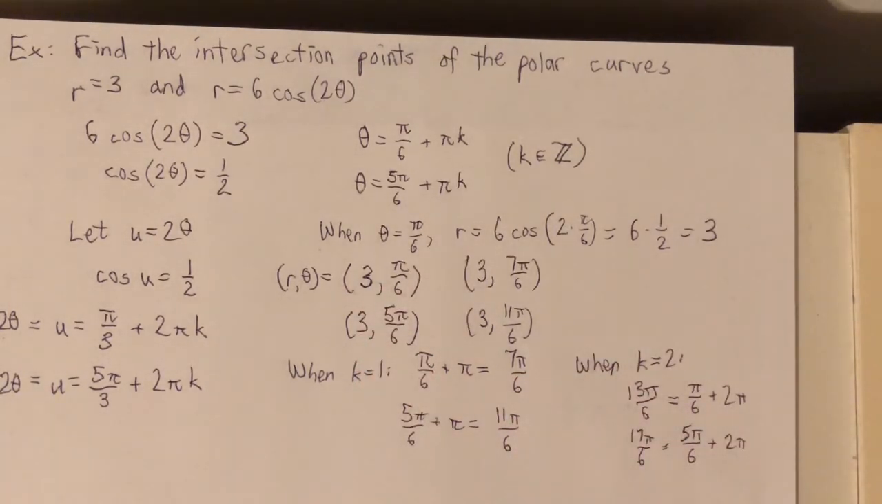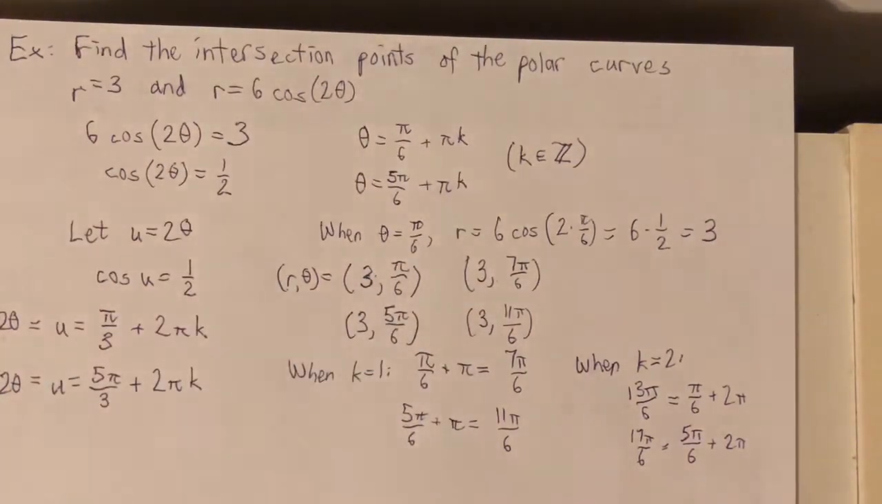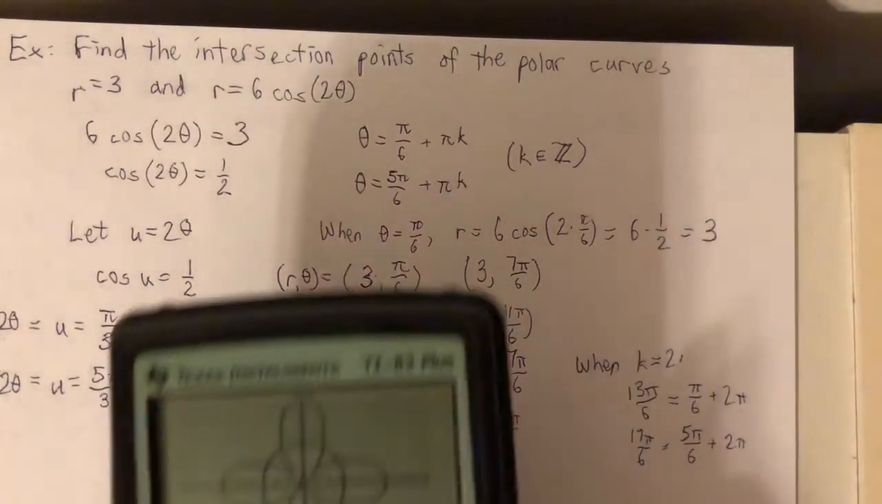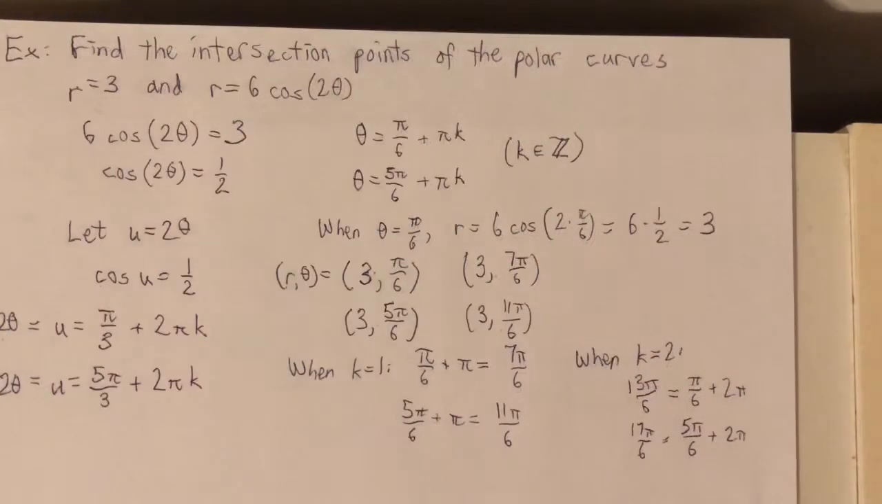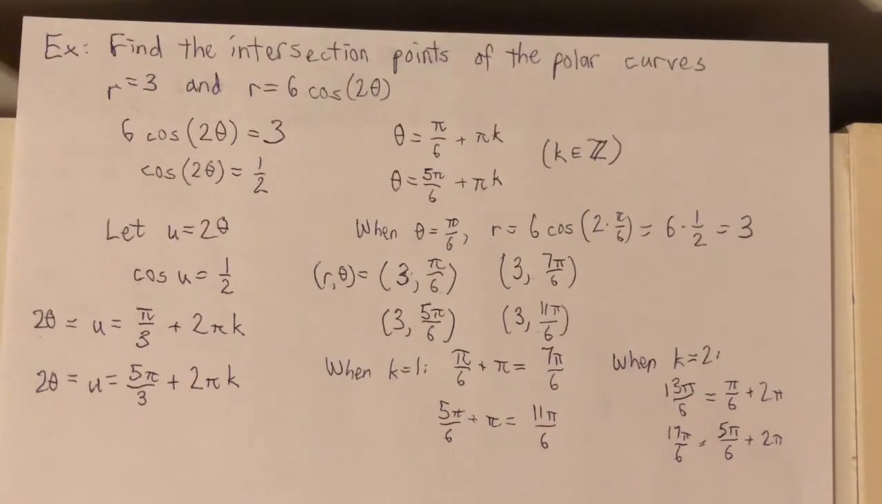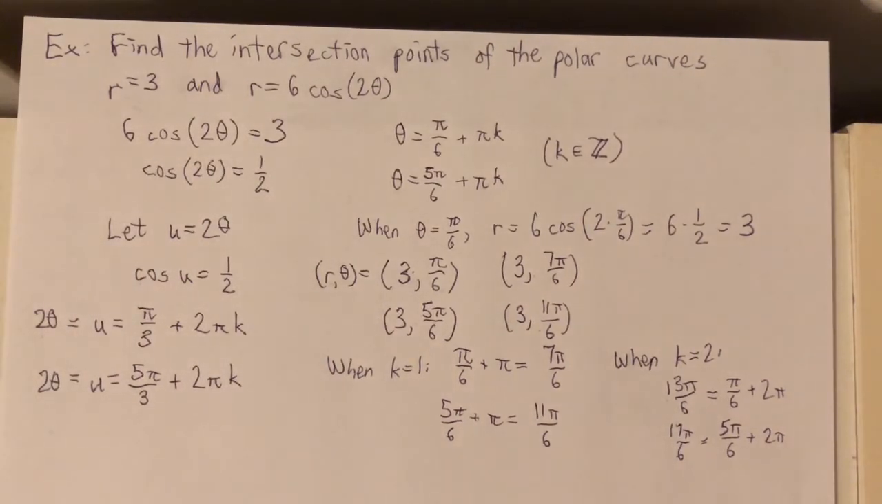So what this method has done for us is it's generated 4 solutions, which sounds like a lot, but remember our graph showed 8 intersection points. But that begs the question, well, how do we get the other 4 points? And why didn't we get the other 4 points when we solved the equation this way? Well, remember in polar coordinates that any point can be represented infinitely many different ways.